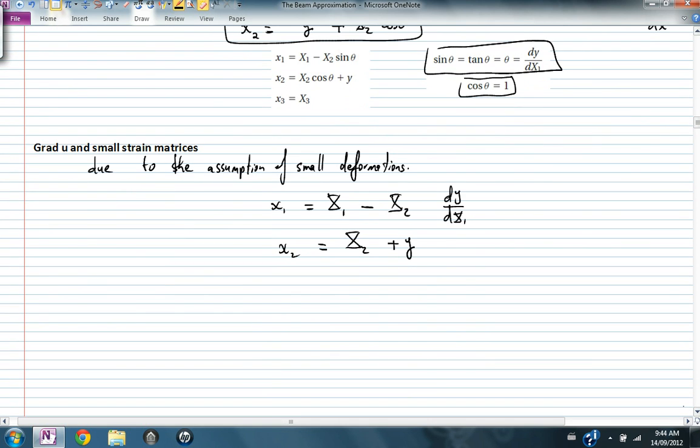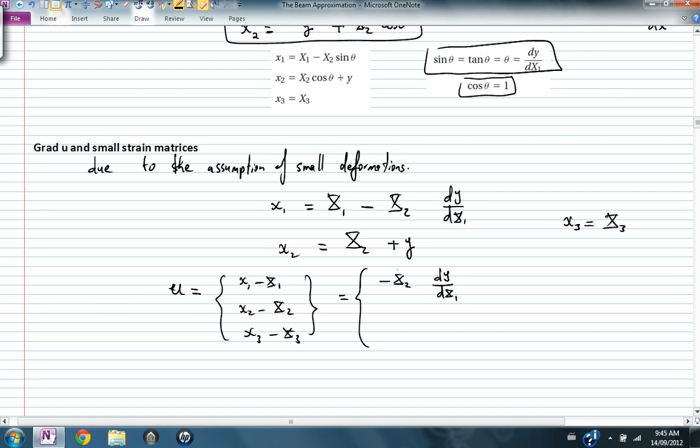In order to find my small strain matrix, first I have to find the displacement vector. We're saying x3 is equal to capital X3. And then the horizontal displacement is equal to x1 minus capital X1, x2 minus capital X2, x3 minus capital X3. What do you get out of this? You get negative x2 dy by dx1, y, 0.